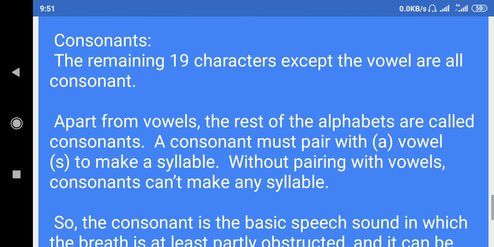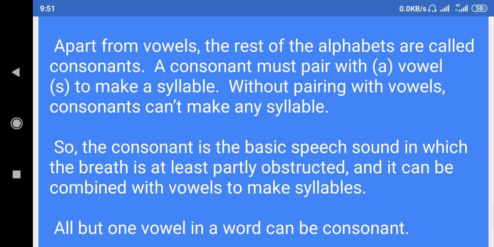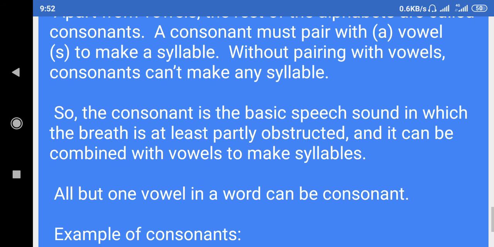Consonants: the remaining 21 characters except the vowels are all consonants. Apart from vowels, the rest of the alphabets are called consonants. A consonant must pair with a vowel to make a syllable. Without pairing with vowels, consonants can't make any syllable.